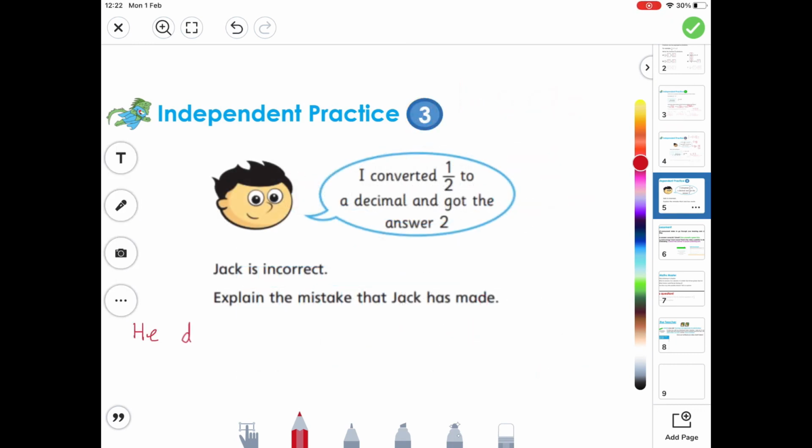And slide number 5. I converted a half to a decimal and got the answer 2. Is Jack incorrect? Explain the mistake that Jack has made. Well, he's done 2 divided by 1, then he should have done 1 divided by 2.